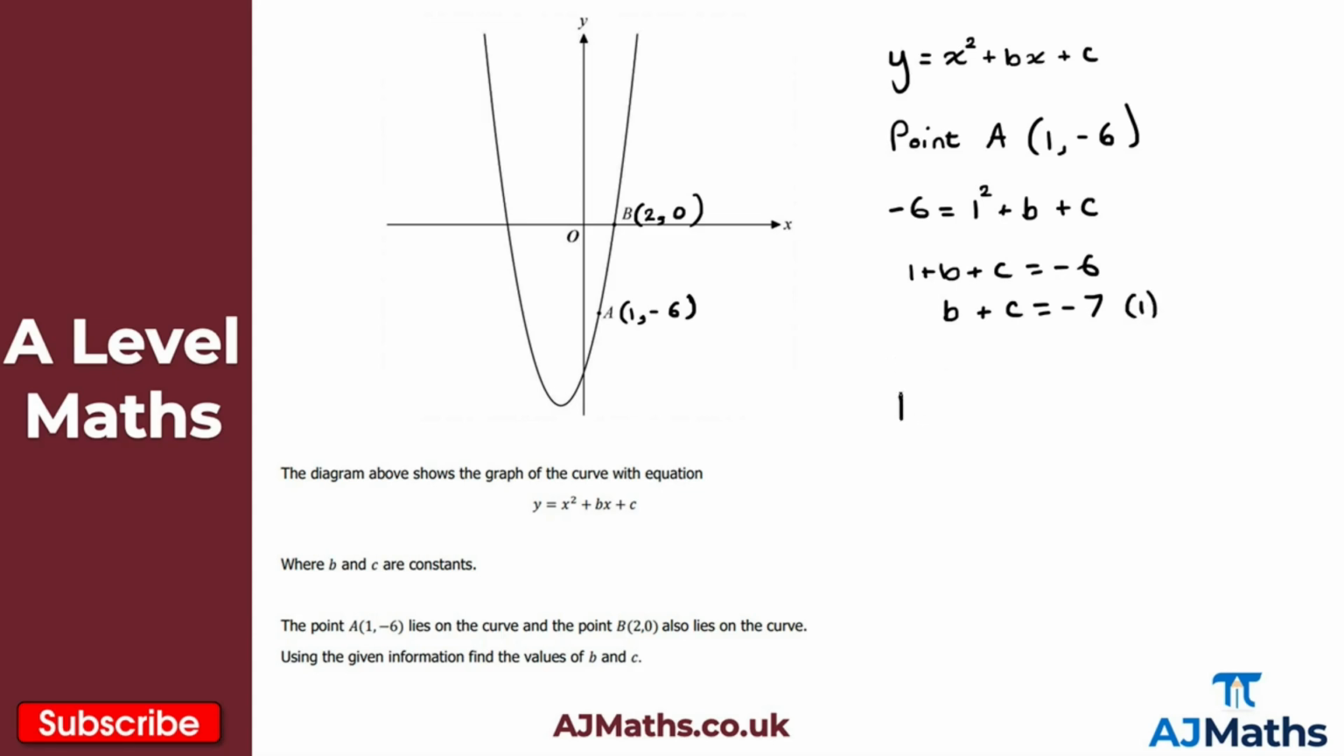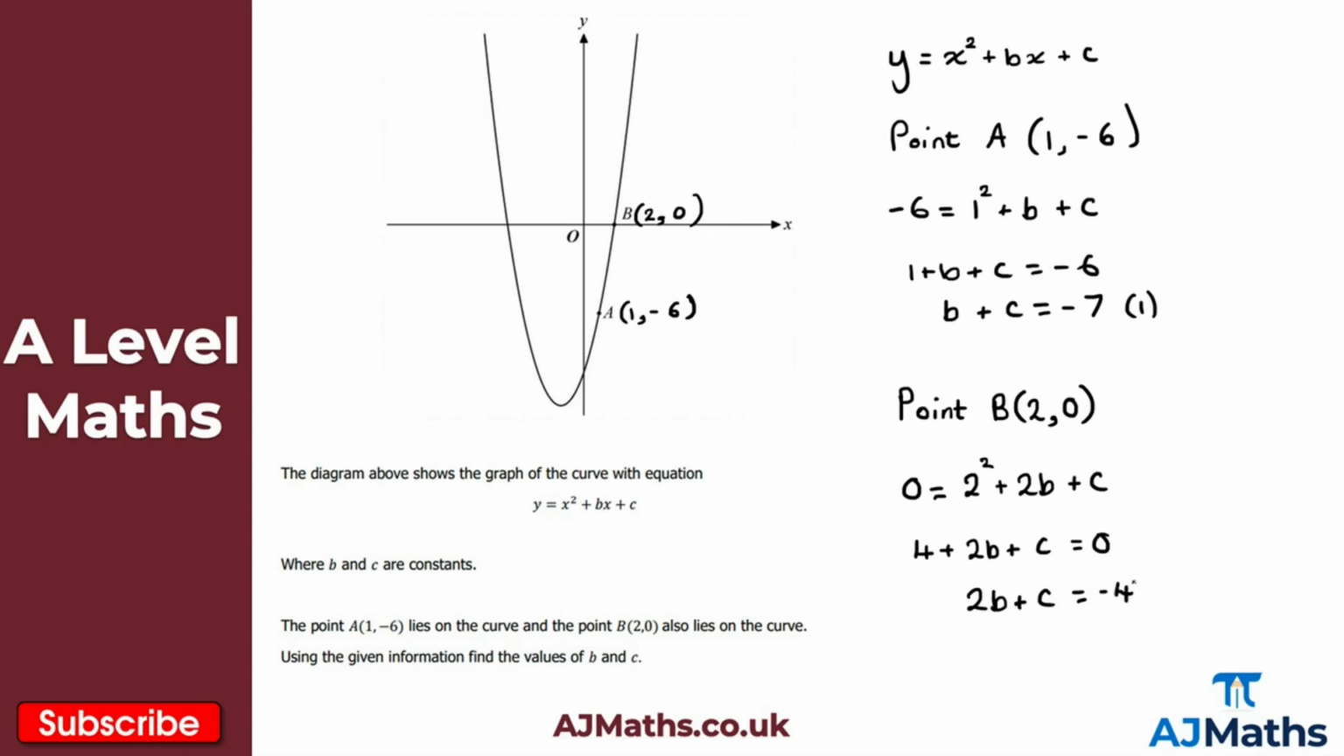And then my next equation comes from point B here. We'll substitute in point B, which is 2, 0. And in that case, I'm going to get 0 is equal to 2 squared, that's my x coordinate, 2 squared plus 2b plus c. What I'm going to get here then is 4 plus 2b plus c is equal to 0. And subtract 4 off both sides. So we get 2b plus c is equal to minus 4. And we're going to call this equation 2 now. And what I'm going to do now is solve these simultaneous equations.